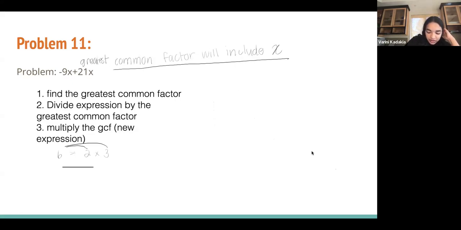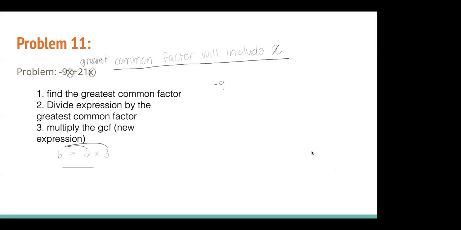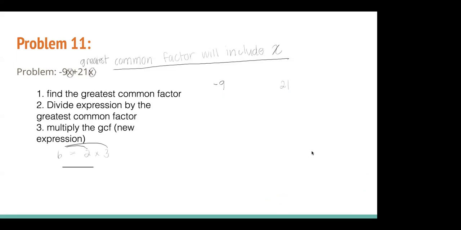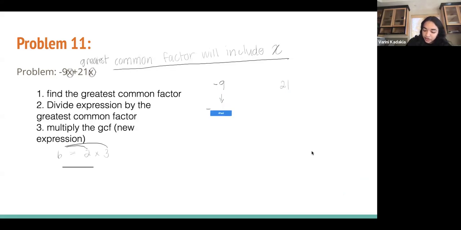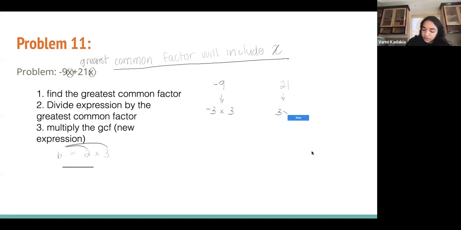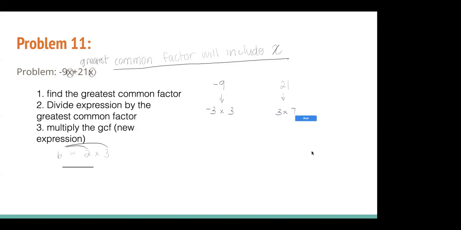Okay, so we see that there are x's here, but let's just ignore the x's because we don't know what their value is. So let's just ignore it as a factor. So we're going to have our new expression as negative 9 and 21. These are the two numbers we have to deal with in order to factor our expression. So the factors of negative 9 are negative 3 and 3. And the factors of 21 are 3 and 7, right? Does that make sense, everyone?